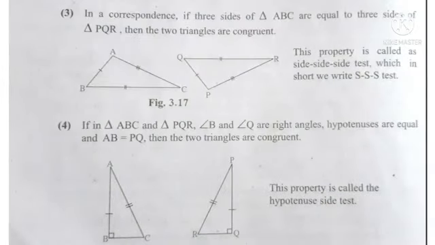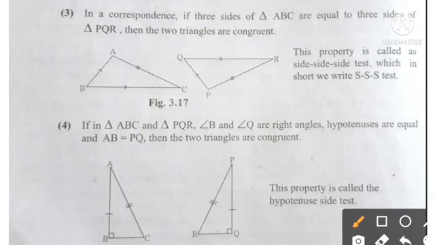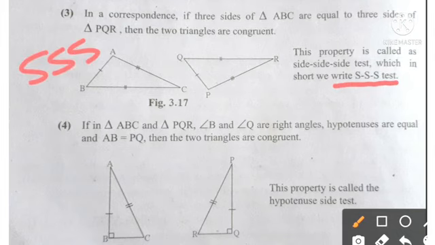Next test is, in the correspondence, if three sides of a triangle are equal to three sides of another triangle, then the triangles are congruent. This test is called the SSS test. Means here AB is congruent to PQ, BC is congruent to QR, and AC is congruent to PR is given. Means three sides of one triangle are congruent with three corresponding sides of another triangle. So such a test is called the SSS test. Remember, only three sides are congruent here.